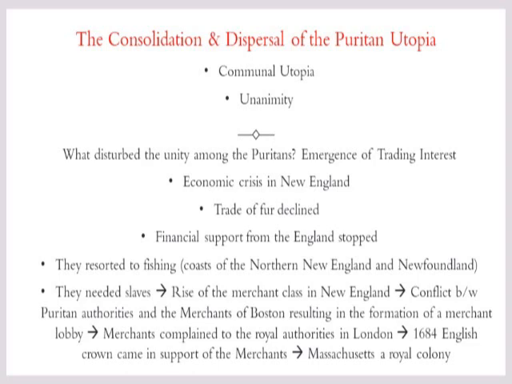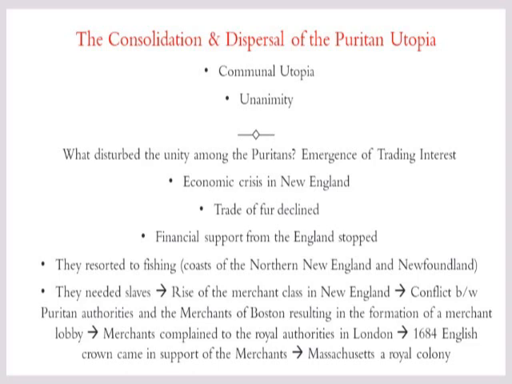What disturbed the unity among the Puritans? Puritans were very unanimous in nature. Whatever laws were put to practice, everyone followed them. But later on, what happened? The emergence of the merchant class and of trading interests resulted in dissent among the Puritans themselves. So what caused this dissent? What is the main cause of this dissent? There are three main causes.